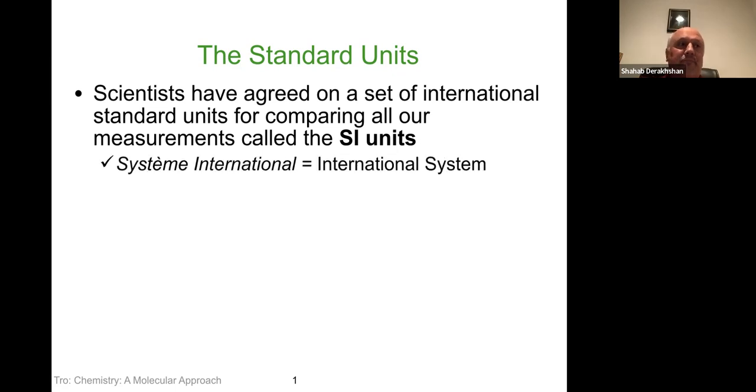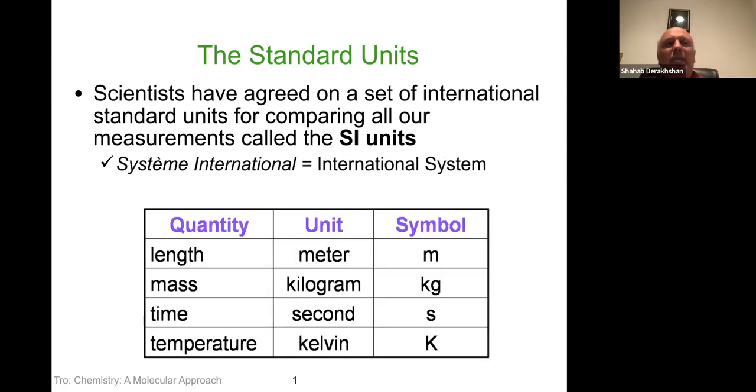For instance, when we are talking about length, as I mentioned, the unit for length is meter, as shown here.